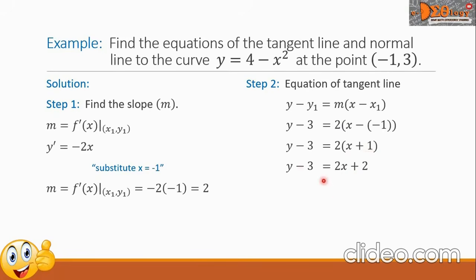Now, this negative 3 here, let us transpose to the right. From negative, it becomes positive. And then, let us combine this positive 2 and the positive 3. So we have our final answer to be y equals 2x plus 5. This is the equation of the tangent line.